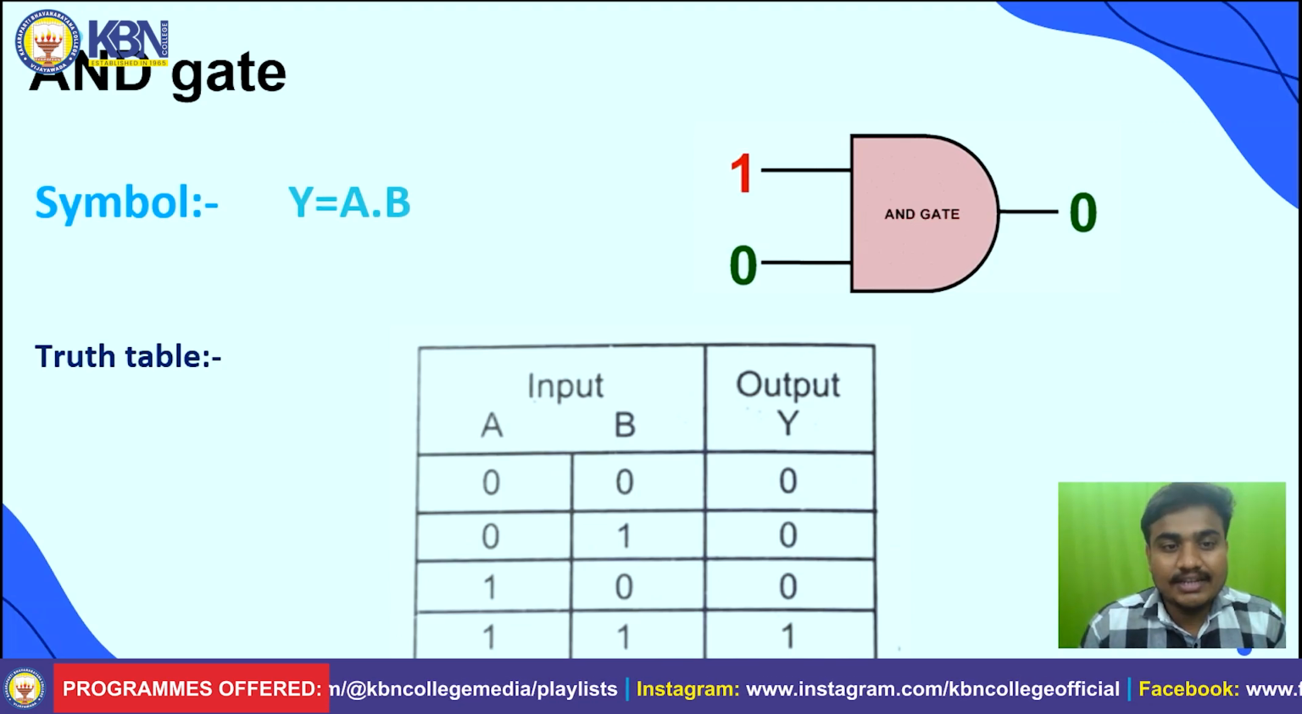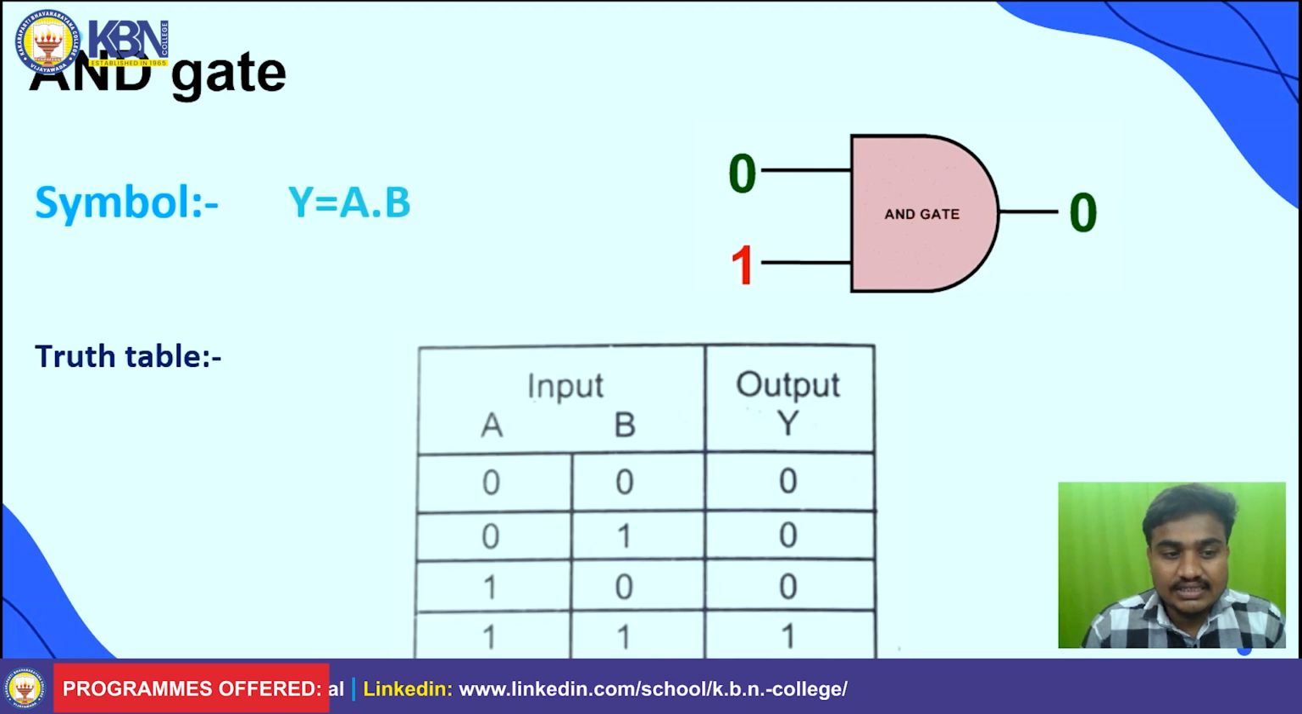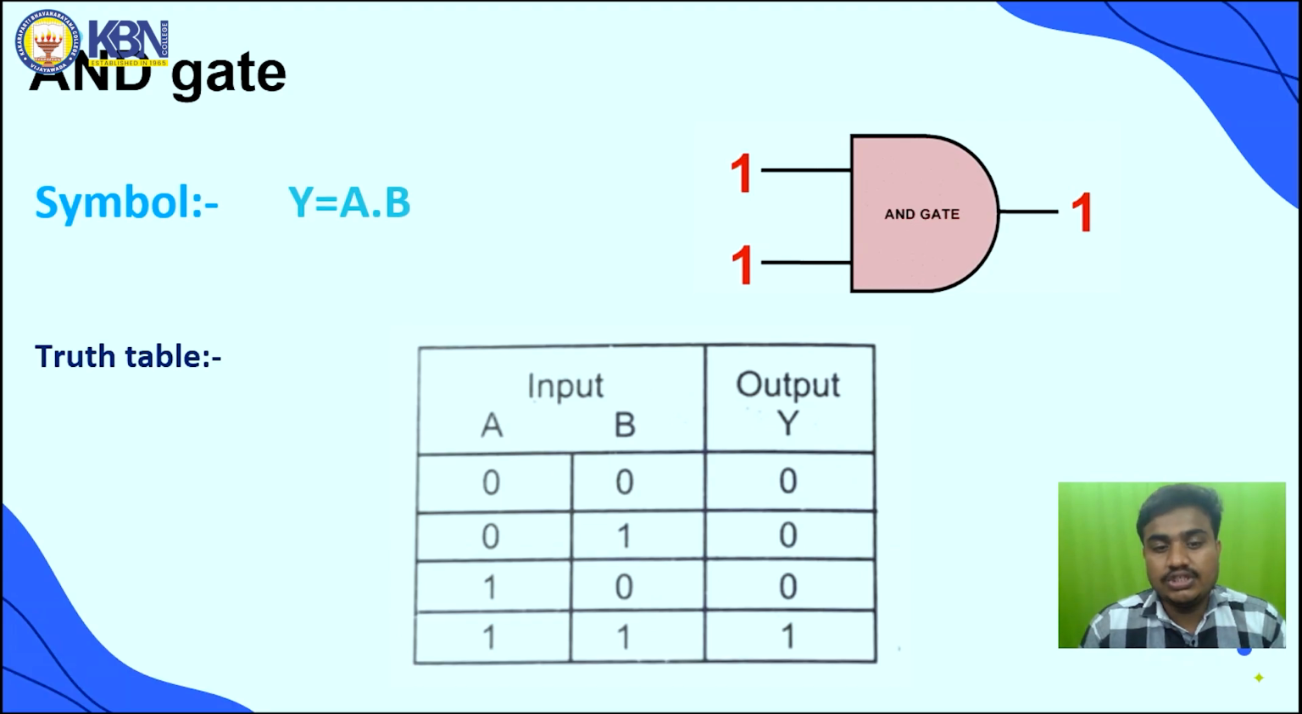Multiplication, so we say the AND gate does this operation. If A and B are two inputs, the AND gate can be represented as A dot B. Here is the truth table of the AND gate. The inputs are 00, 01, 10 and 11. As you know, if you have two inputs, you take the combinations in the form of 2 power n.